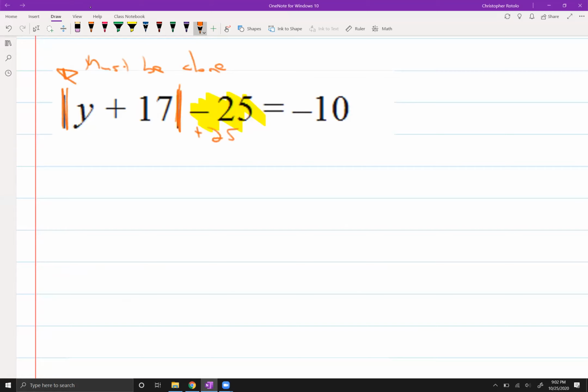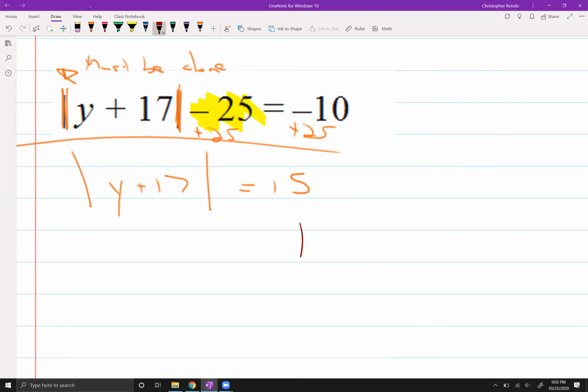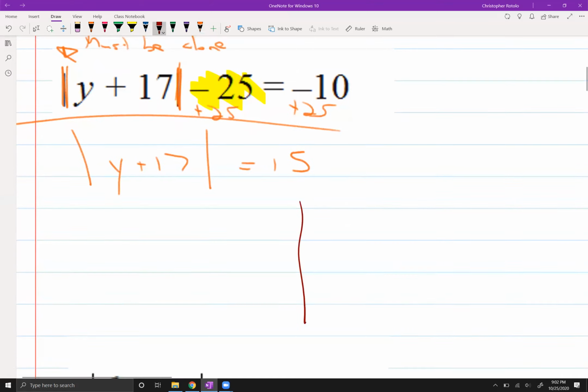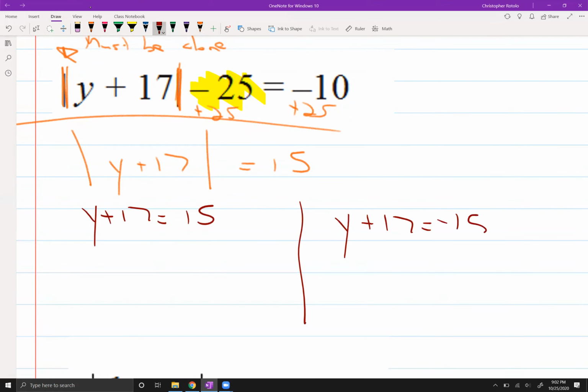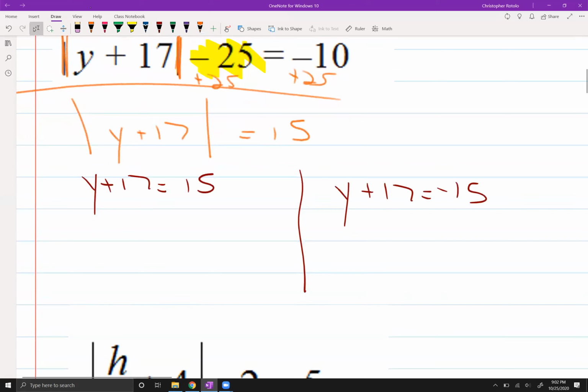So we're going to add 25 to both sides before we do anything else. So I'm still going to show the absolute value of y plus 17 equals 15. And now I'm ready to write my two equations. Okay, so I have y plus 17 equals 15. Now if y plus 17 turned out to be negative 15, this would still work: y plus 17 equals negative 15. Now we're going to solve both of these by doing the inverse operation, which is subtract 17.